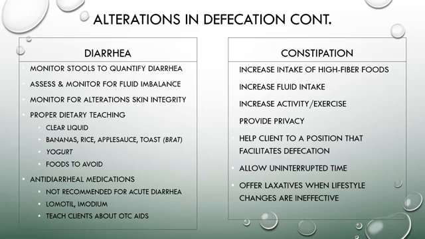So again, going on with the alterations in defecation. Diarrhea, what are we going to do about it? These are our interventions. What are we going to do about it as the nurse? We're going to monitor stools to quantify diarrhea. We're going to assess the frequency, the amount, the color, and the consistency of stools to determine the severity of the diarrhea. We're going to assess and monitor for fluid imbalance, right? Because when our patients are having diarrhea, they're losing fluid as well. That can cause them to be dehydrated, having such bad diarrhea.